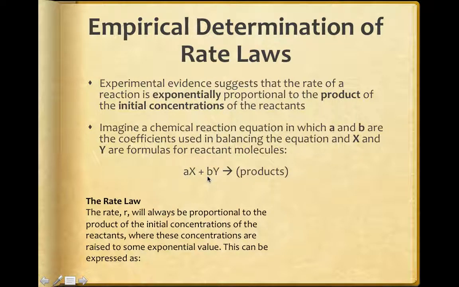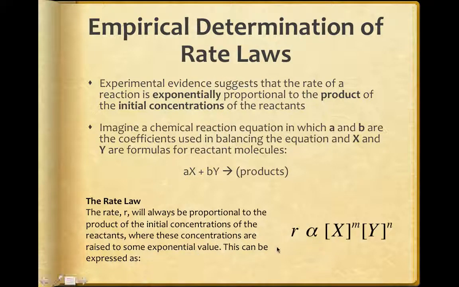So the rate law says that the rate of a reaction will always be proportional to the product of the initial concentrations of the reactants. We don't care about the products. It is only the reactants that we're concerned with, which is why we didn't write out the products on this hypothetical equation. So the rate will always be proportional to the product of the initial concentrations of our reactants, where those concentrations are raised to some exponential value, which is going to be called the order. And we'll talk a little bit more about that in a moment.